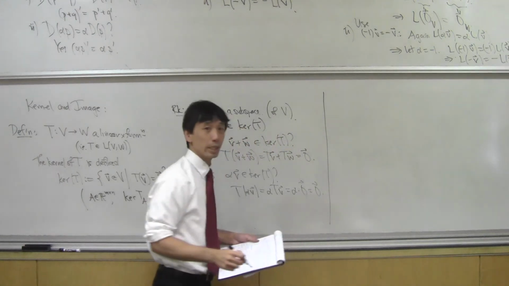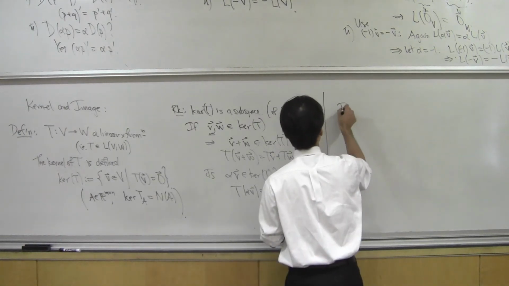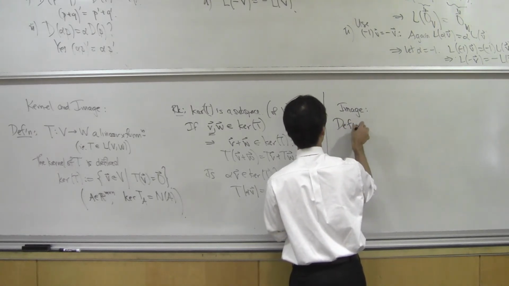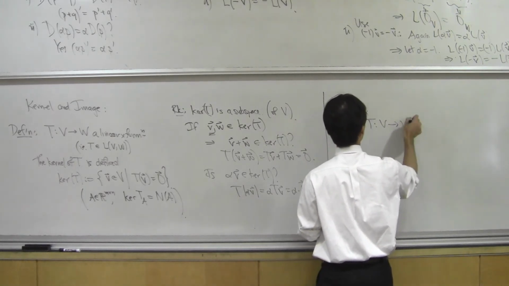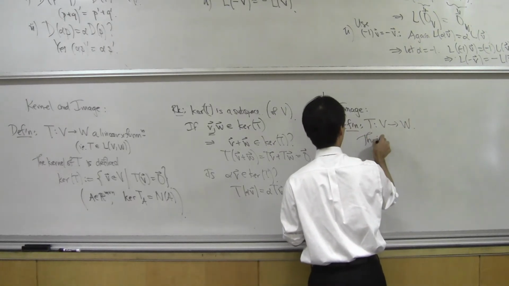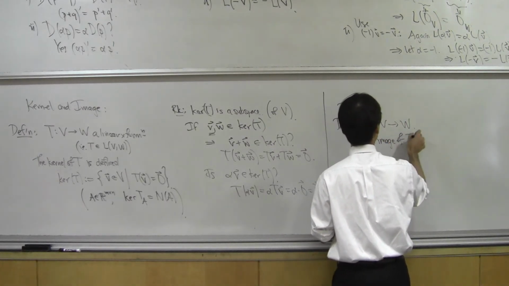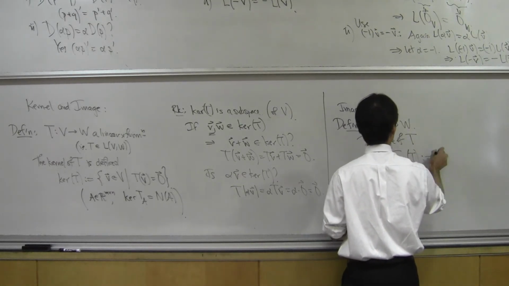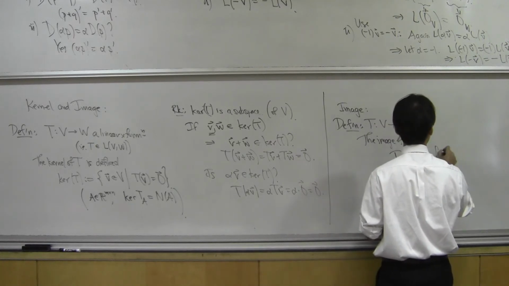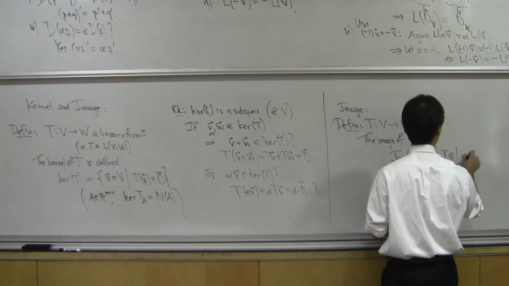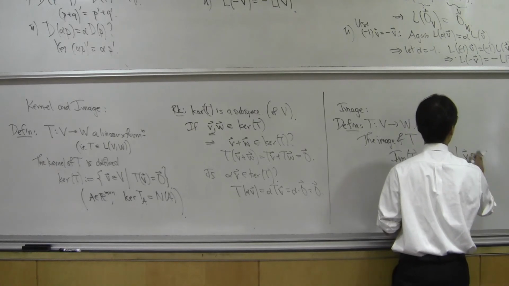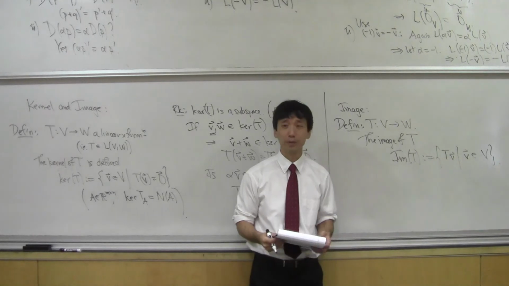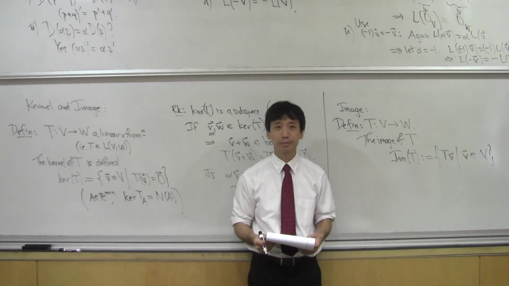Okay. Second notion is the idea of the image. Again, you have a linear transformation. The image of T is defined as everything that comes out of T, right? All the outputs. It's a collection of all outputs of your linear transformation.